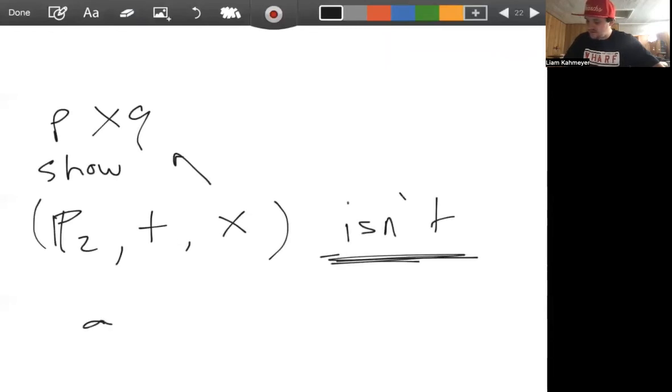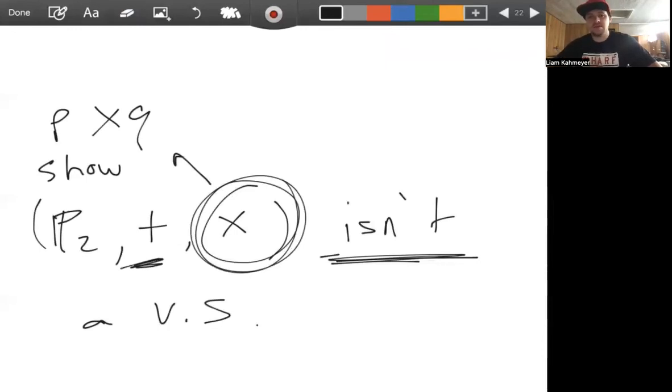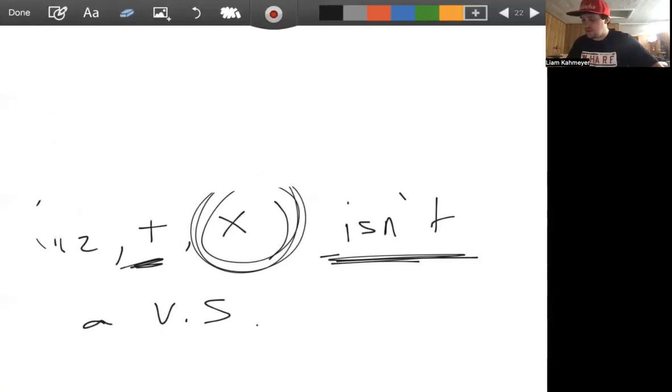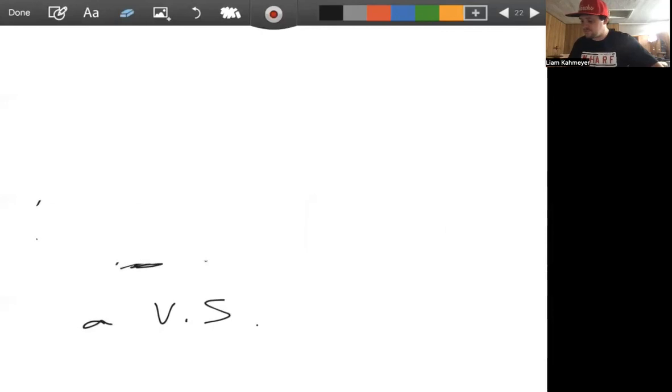To show it's not a vector space, it suffices to show that somehow nothing's changed here. So what you'll have to do is show that the product of two polynomials does not satisfy at least one of the axioms that we're proving. I kind of like the mistake I just made there because it led into a really beneficial exercise for you all. So show that it's not a vector space.